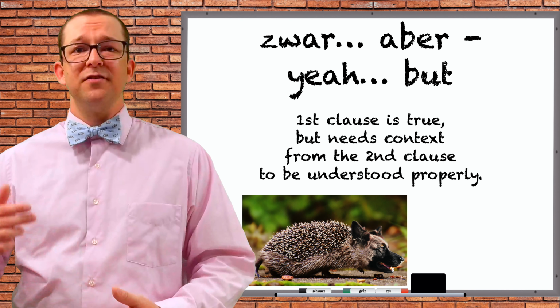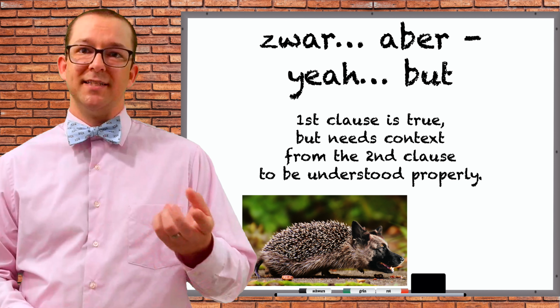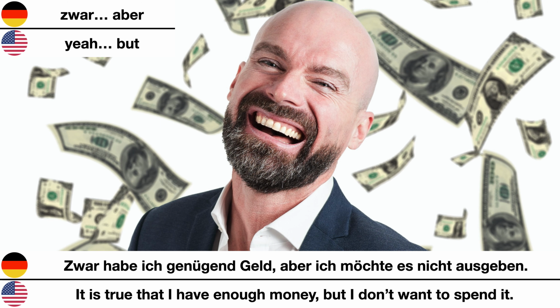It indicates the first thing is true, but there is some additional information that is needed to contextualize this information. Here are a few examples. Zwar habe ich genügend Geld, aber ich möchte es nicht ausgeben. It's true that I have enough money, but I don't want to spend it.